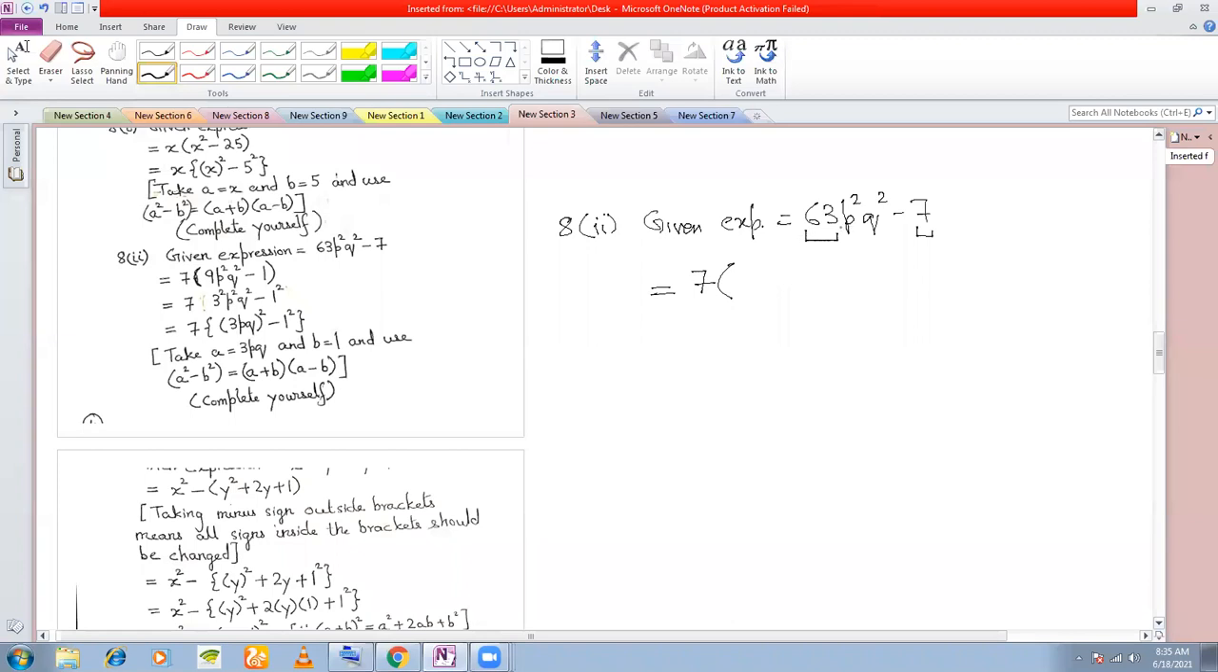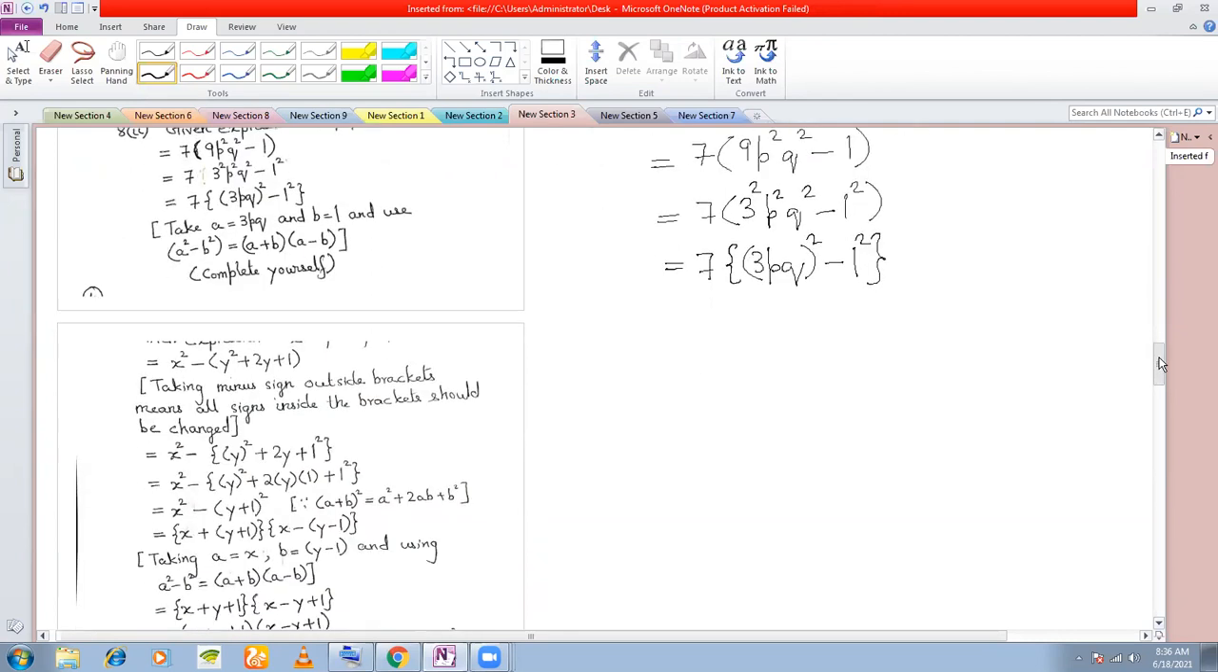Now once you take out 7 from 63 p square q square, what are you left with? 9 p square q square. And here from 7 you are taking out 7, so you are only left with a 1. So 7 times. Now 9 p square q square can be written as 3 square p square q square. And 1 can be written as 1 square. So now what you can write here is 3 p square q square can be written as the square of 3pq minus 1 square.